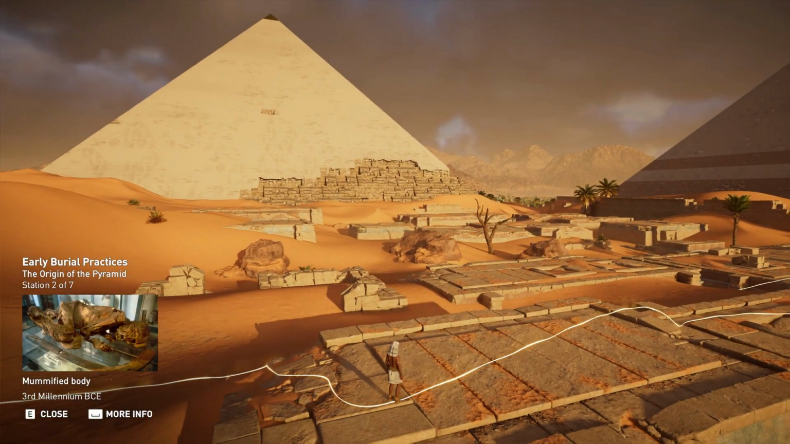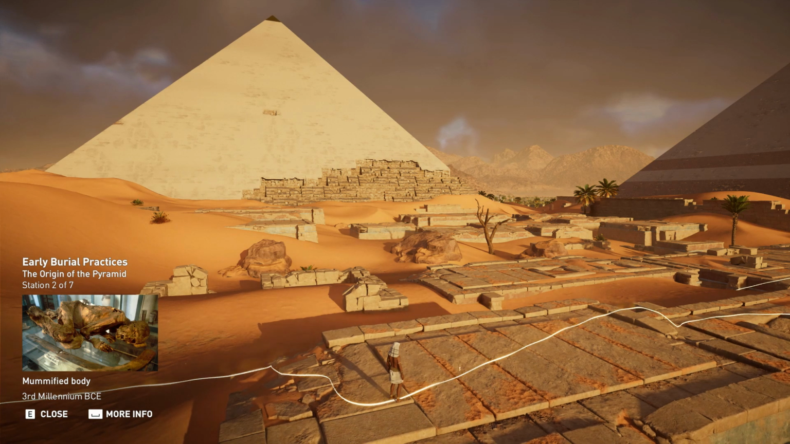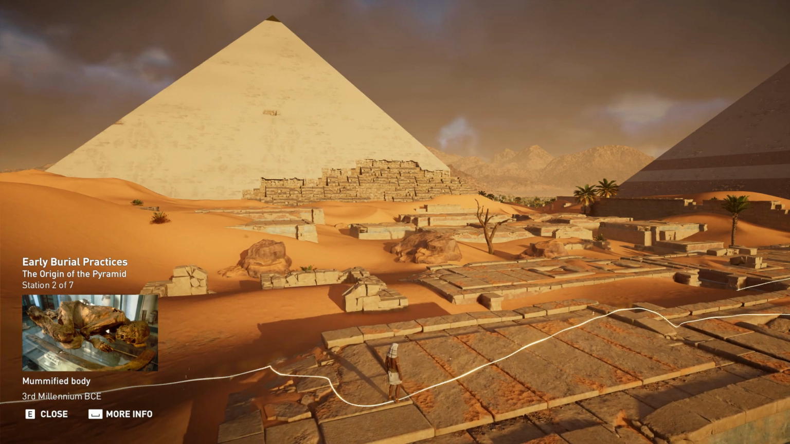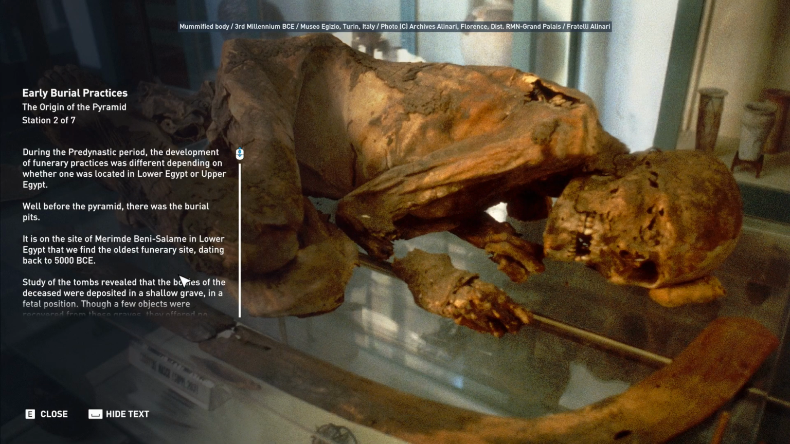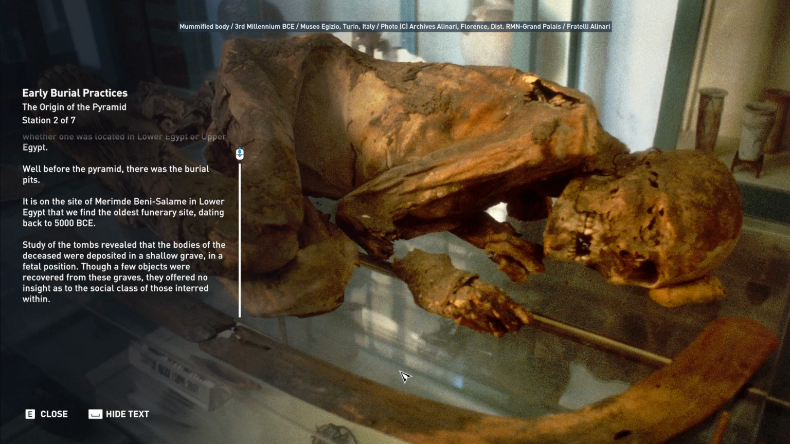During the pre-dynastic period, the development of funerary practices was different, depending on whether one was located in Lower Egypt or Upper Egypt. Well before the pyramid, there was the burial pits. It is on the site of Merimde Beni Salame in Lower Egypt that we find the oldest funerary site, dating back to 5000 BCE. Study of the tombs revealed that the bodies of the deceased were deposited in a shallow grave, in a fetal position. Though a few objects were recovered from these graves, they offered no insight as to the social class of those interred within.